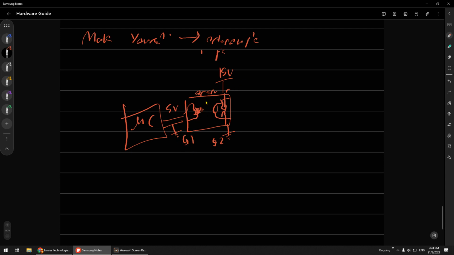So it's isolated. It basically converts electricity to light, and then it becomes electricity again. And then you have a different power supply. So to do this, you then connect this to the gate driver. So this is the gate driver.